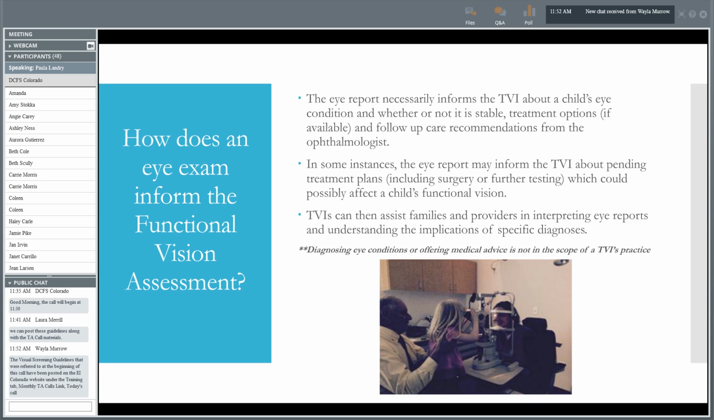So it really is helpful for us to have those reports, and then we can go through them step by step. Sometimes they're a little bit difficult to understand, and they're written in code, with all the different letters and numbers and stuff. And so we can really help families understand what in the world those things mean, and not just what it means for the physical condition, but what it really means for functional use and how that child is going to access their environment.